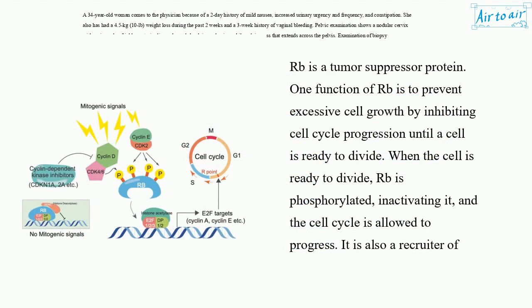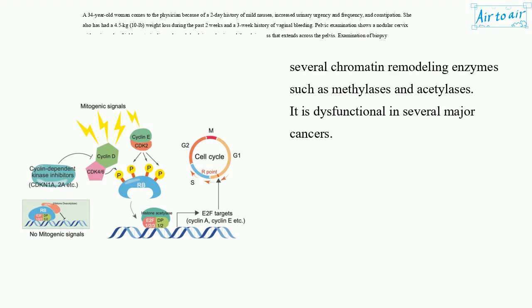RB is a tumor suppressor protein. One function of RB is to prevent excessive cell growth by inhibiting cell cycle progression until a cell is ready to divide. When the cell is ready to divide, RB is phosphorylated, inactivating it, and the cell cycle is allowed to progress. It is also a recruiter of several chromatin remodeling enzymes such as methylases and acetylases. It is dysfunctional in several major cancers.